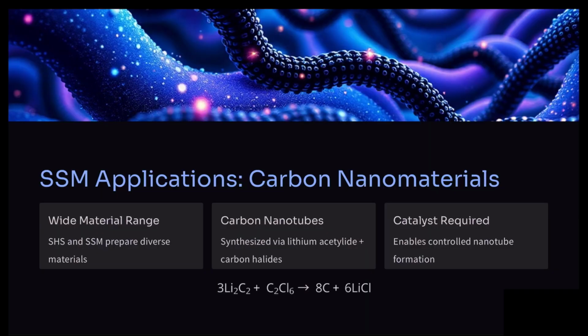Now, these reactions have found their uses in making carbon nanomaterials, such as carbon nanotubes. In one such reaction that depicts its uses, we are reacting lithium carbide with a carbon halide, and we're going to get carbon nanotubes. And carbon nanotubes are a very strange and very strong material. They have applications in the modern sense.